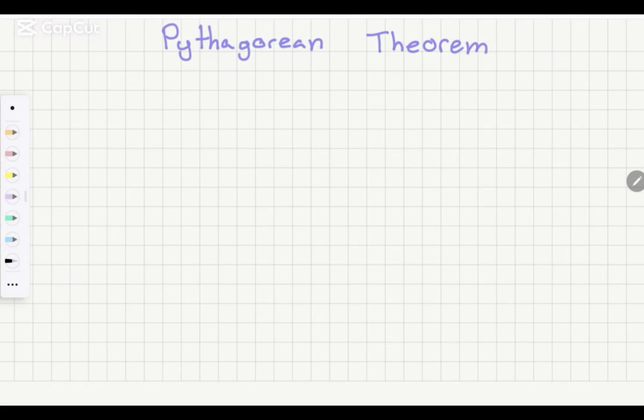Today we are going to be talking about the Pythagorean theorem. So, first of all, why would we use the Pythagorean theorem? We use the Pythagorean theorem to find a side length of a right angle triangle.